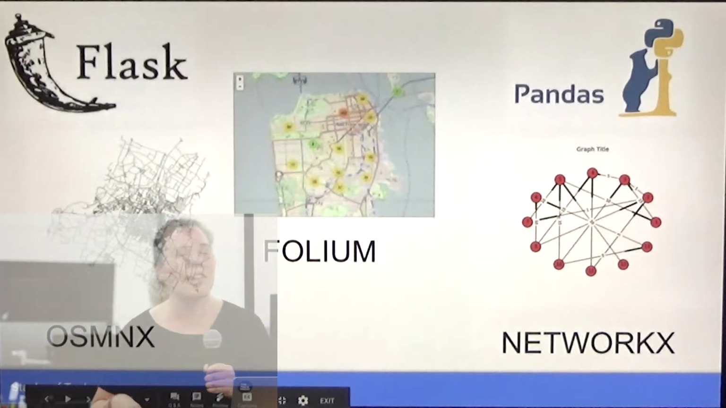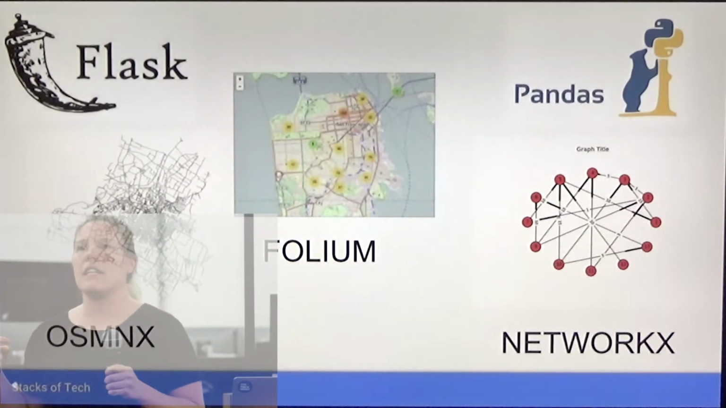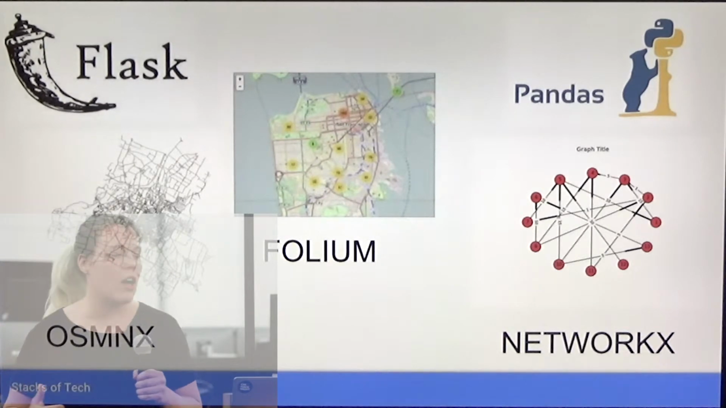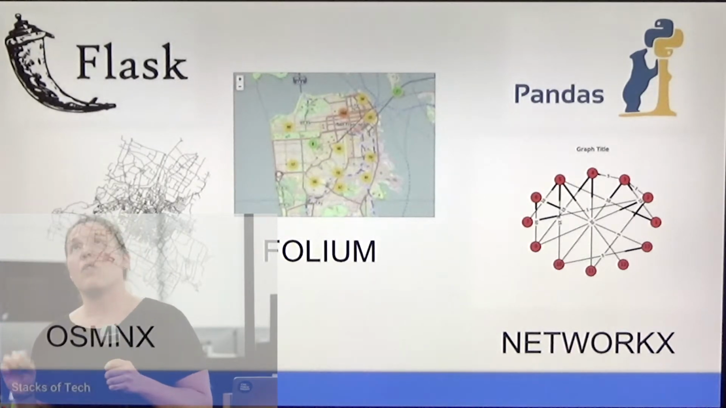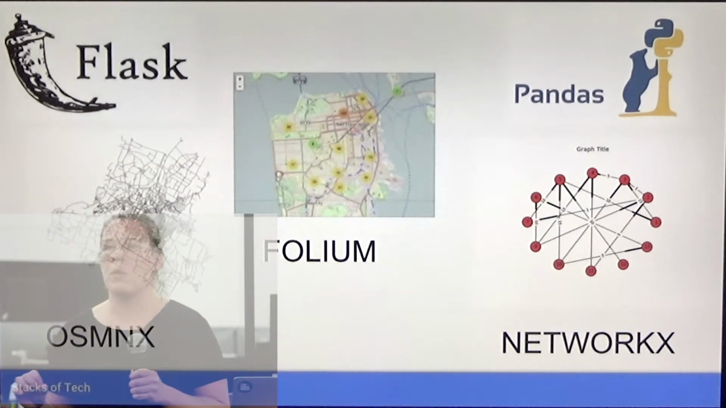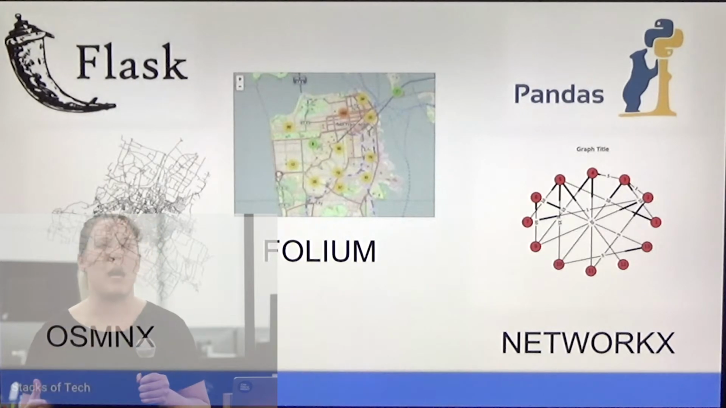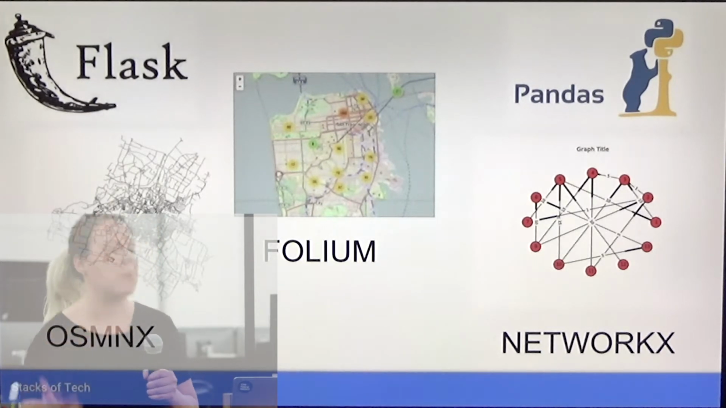All right, so this app that I'll go back to in a second was built using Flask, and Pandas is the library that I use to manipulate all the data, and then the routing and the mapping data was done with OSMnx and NetworkX, which uses OpenStreetMap data. And then Folium Maps is the library that I use to actually display the map.